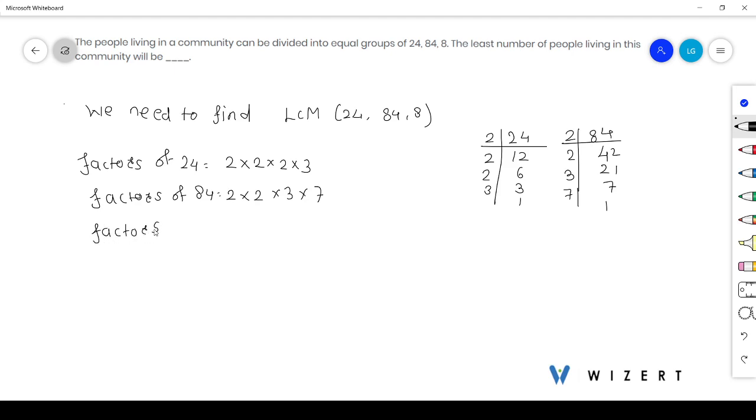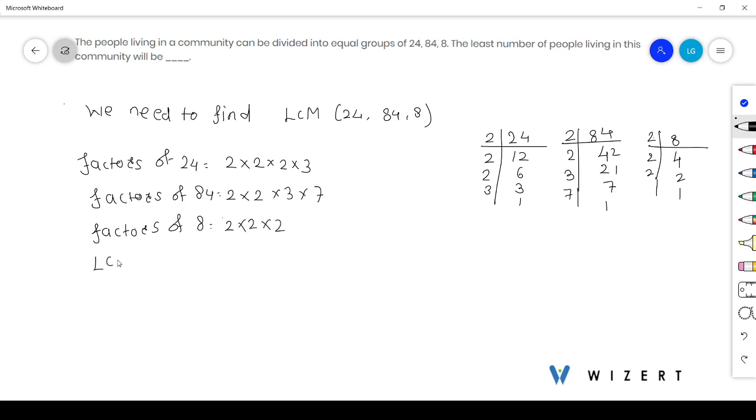And factors of 8. Here, factors of 8: 8 by 2 is 4. 4 by 2 is 2. 2 by 2 is 1. So the factors of 8 are 2 into 2 into 2.